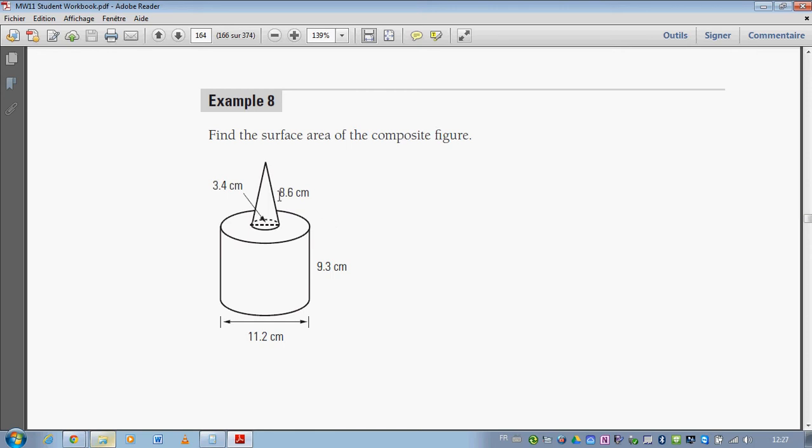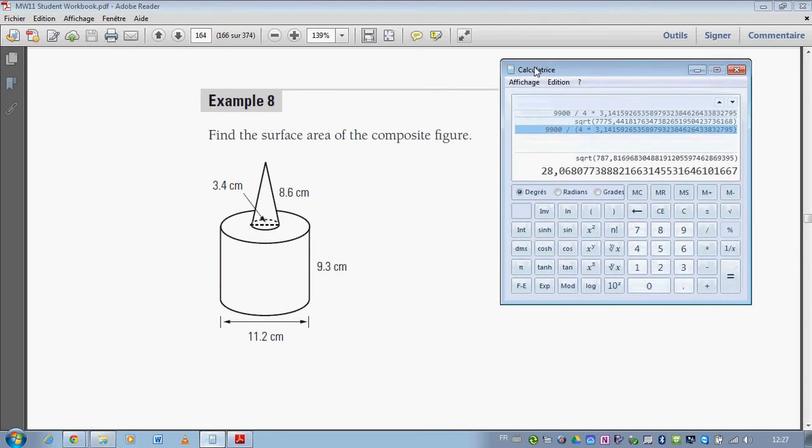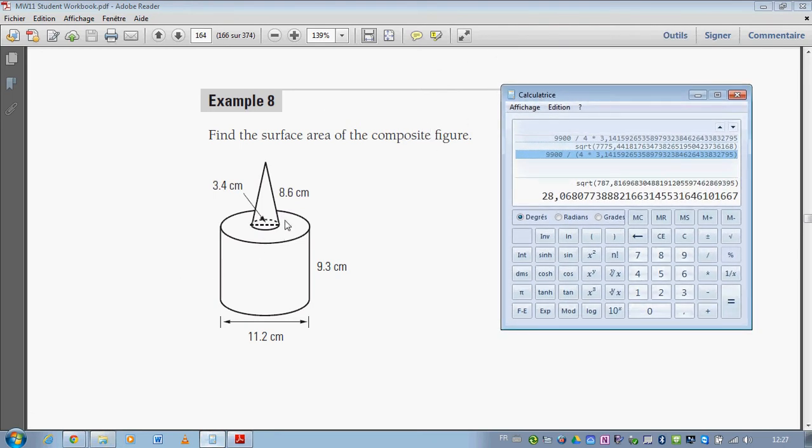Okay, and then finally, example 8 is the last example of this little subtopic. It's asking you to find the surface area of the composite figure. Now you can see that this composite figure is made up of a cylinder as well as a cone. So you're actually going to have to figure out the area of the cylinder, and you're going to have to figure out the area of a cone.